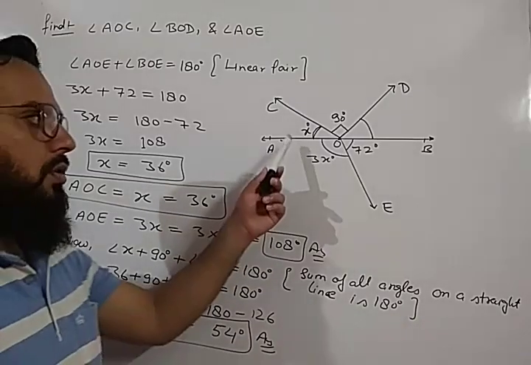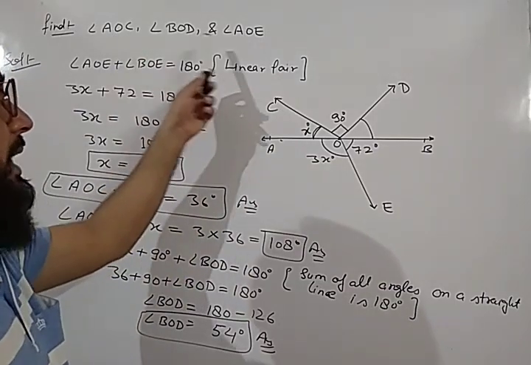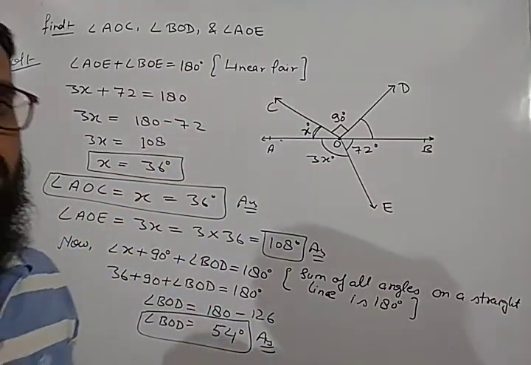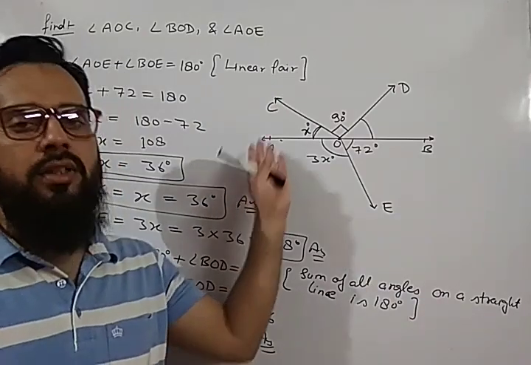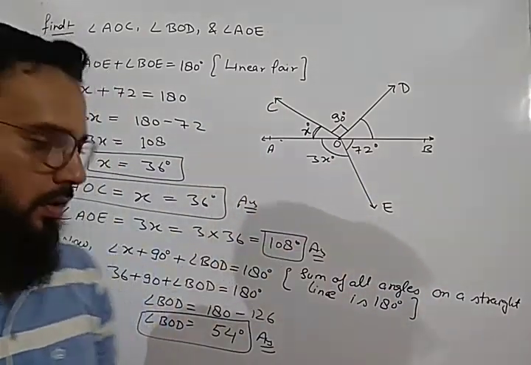Okay, so we have got all the three values: angle AOC, angle BOD and angle AOE. So in this question we have used only linear pair of angles, or the sum of angles on the straight line equals 180 degree. So note it down.